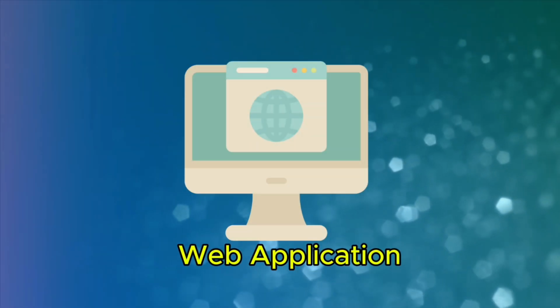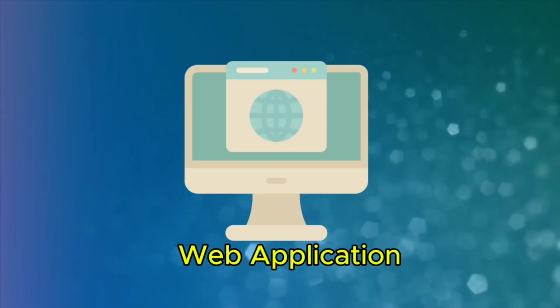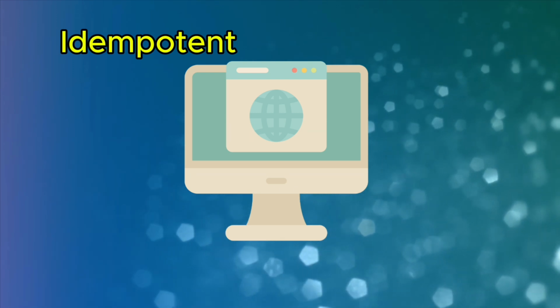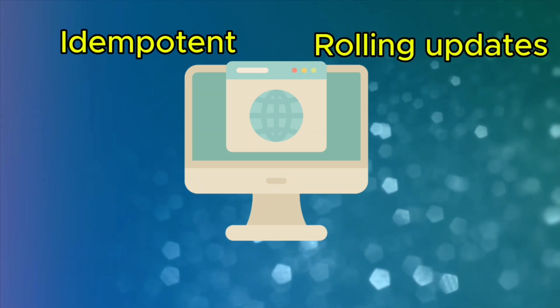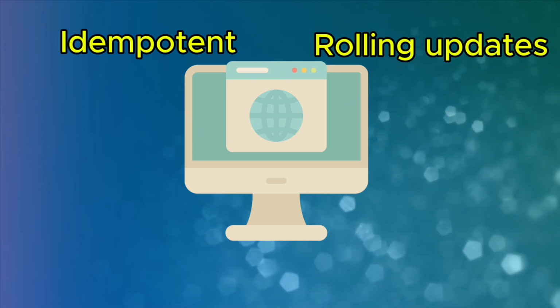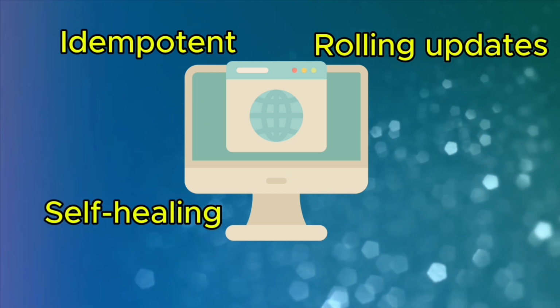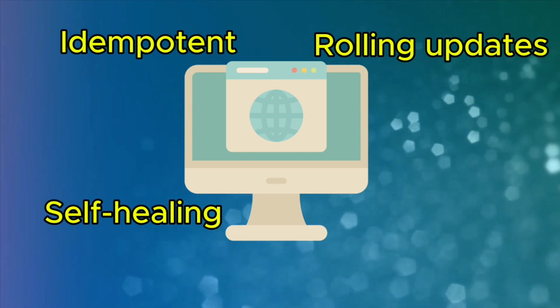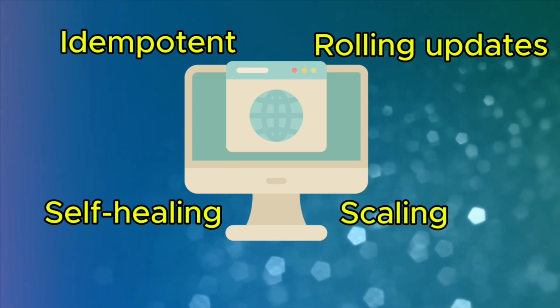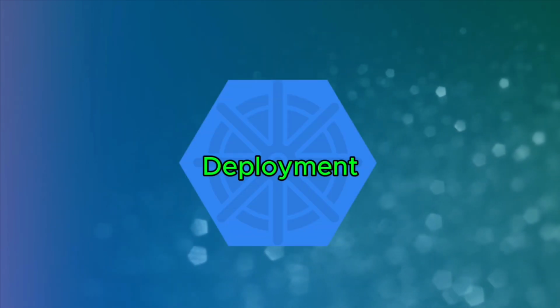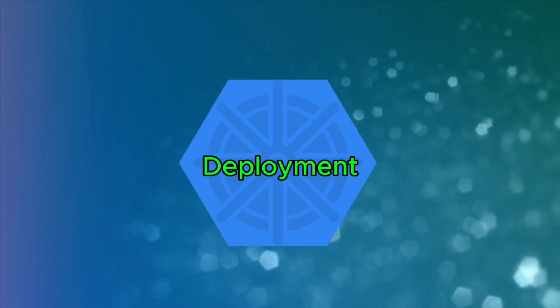Imagine we have a web application. We want 3 instances of the application running for reliability. If we release a new version, we want to update the application without the downtime. If a pod crashes, it should be automatically replaced. If traffic increases, we can scale up the number of pods. All these requirements are met by Kubernetes deployment. Then, what is a deployment?